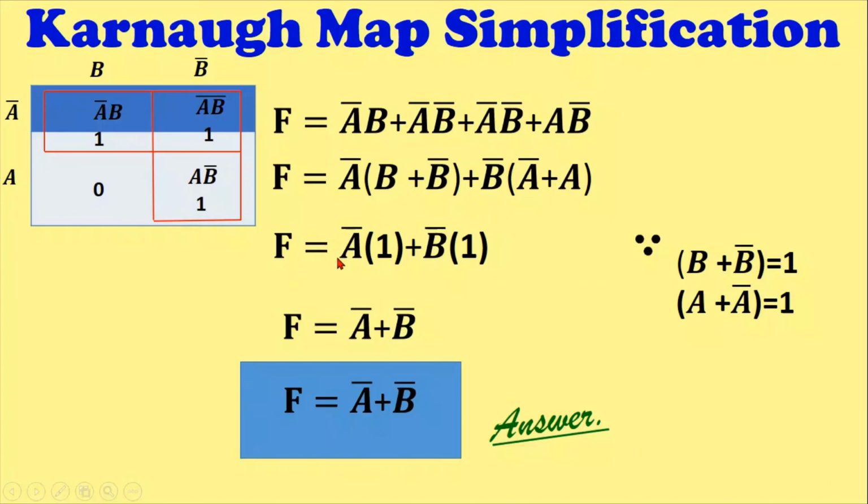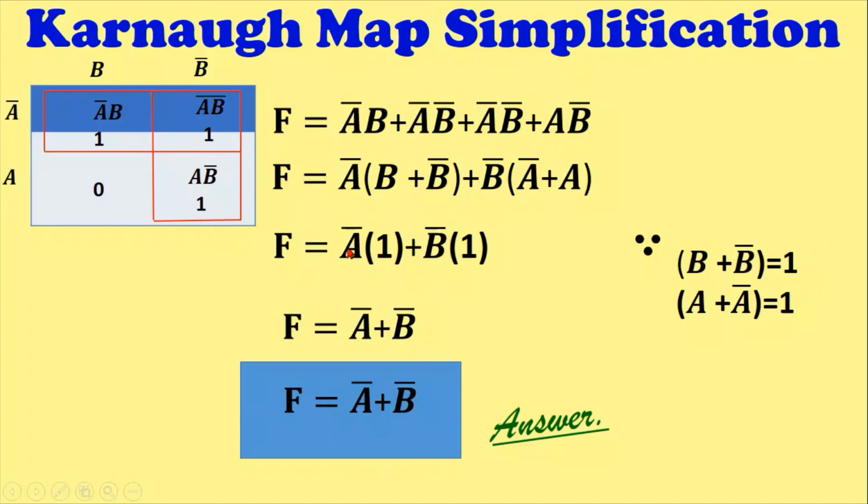In this step I have written down A bar, small bracket 1, plus B bar, small bracket 1. Why did I write 1 here? Because there is an axiom: B plus B bar is equal to 1. If there is any variable and we take the complement or inverter of that variable, then it will be 1. So B plus B bar will be 1, and same as A plus A bar is equal to 1. So we are applying this axiom on this step.